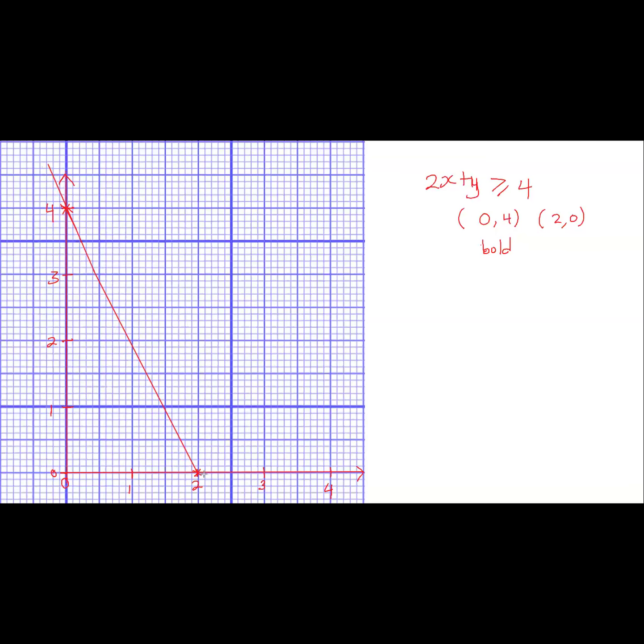That is my line. Now, one thing I want you to take note of is that you should learn to extrapolate your lines, like extend them a bit. Don't exactly stop at that point. After, kindly label your line. The line I've plotted is 2x plus y is equal to 4.